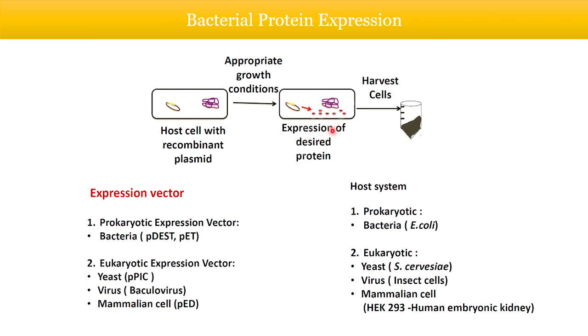All of these cells grow, you harvest these cells and you proceed for protein expression. There are different expression vectors, where you have the pDEST and pET vectors, and then you have eukaryotic expression vectors: for yeast, virus, and mammalian cells, like pED, baculovirus for virus, and pPIC for yeast. And there are different host systems. For prokaryotic we have bacteria, usually E. coli, and there are other eukaryotic systems like S. cerevisiae from the yeast. Then there are insect cells and HEK 293, that is the human embryonic kidney cells, the mammalian cell line.